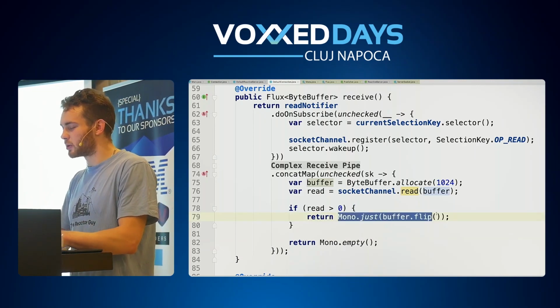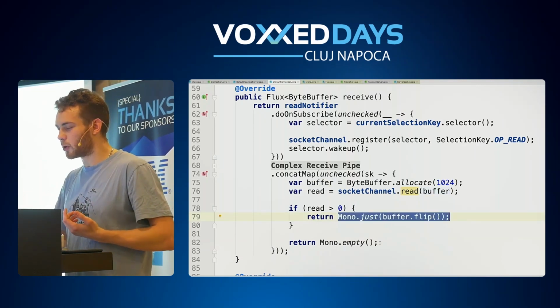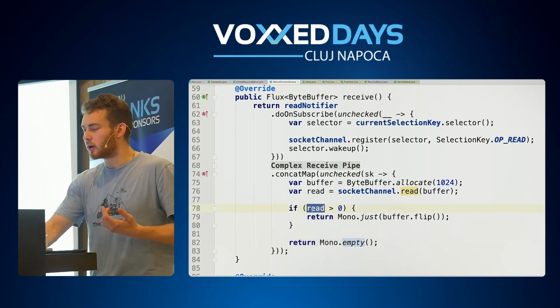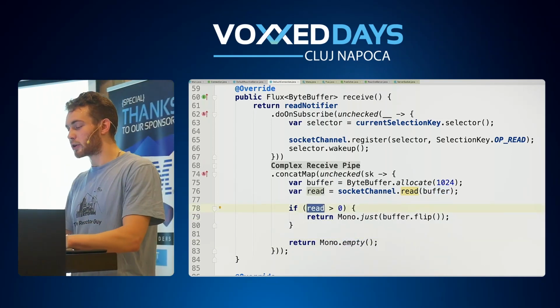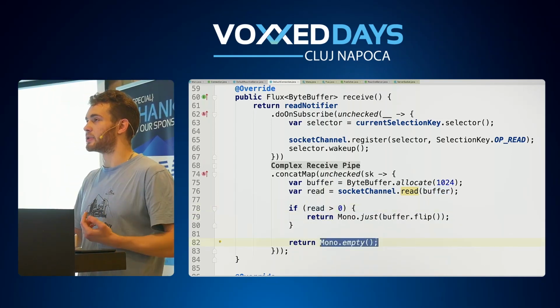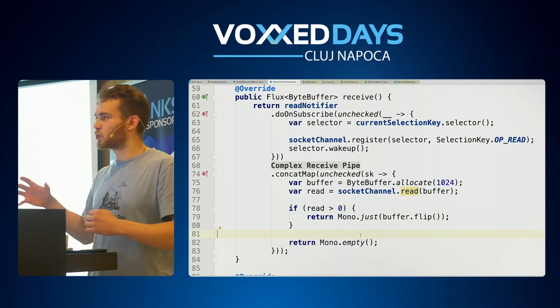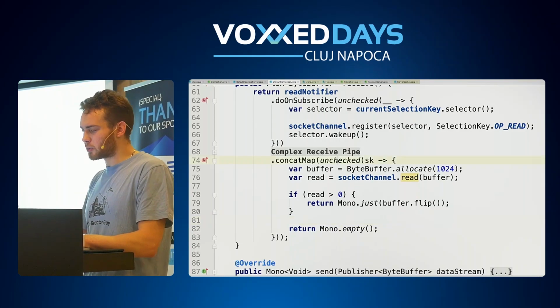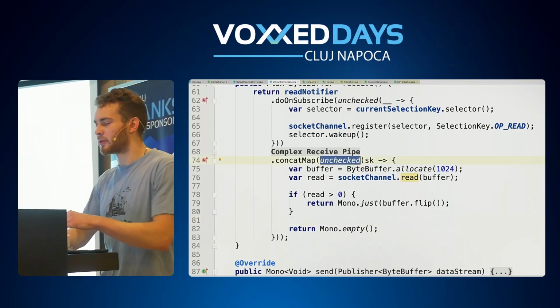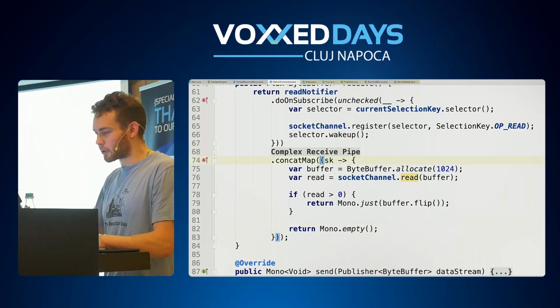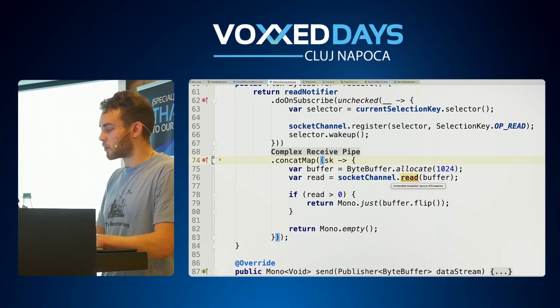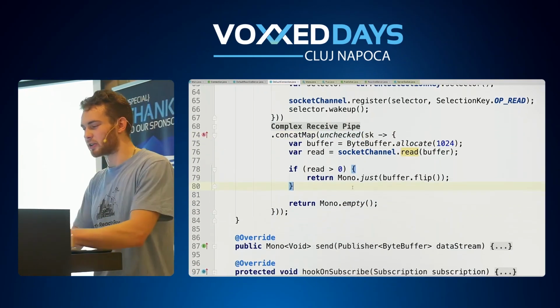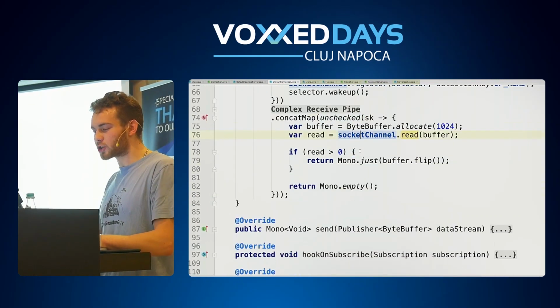In this case, we return a stream of one byte buffer, or in case we don't have any data read from the socket channel, we need to return Mono empty. This is how it should work with the reactive approach. I can't just use null. Also, I'm using this fancy library that allows me to avoid creating try-catch logic. So this is basically just unchecked throwing functions.